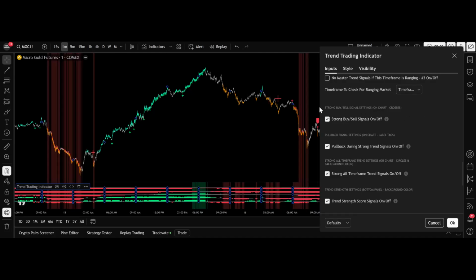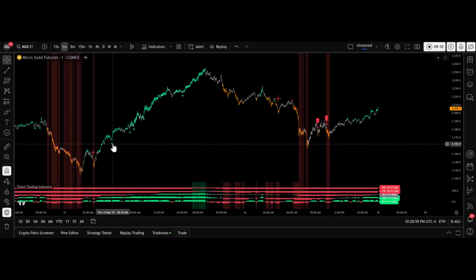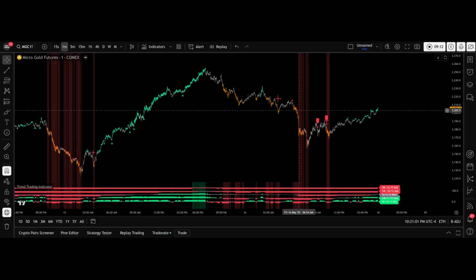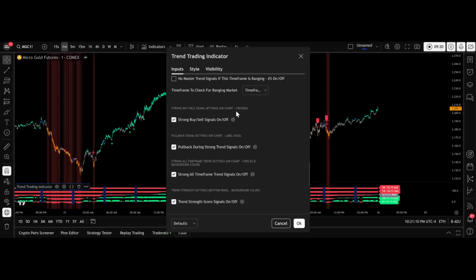So next is going to be the strong buy sell signal settings, which are the crosses on the chart. So that would be these guys right here. There's going to be 3 different levels of these crosses. You can see small one, medium one, large one. And these are basically just telling you that there is a strong trend detected.